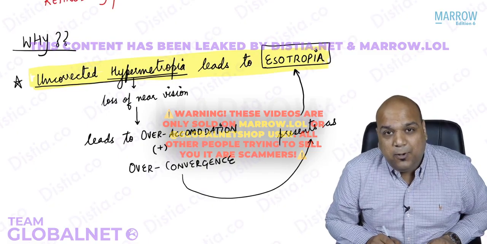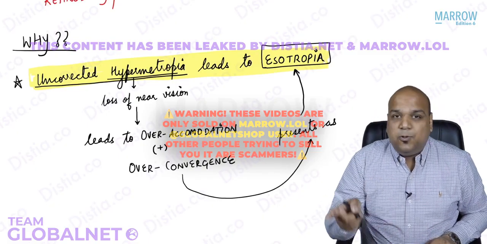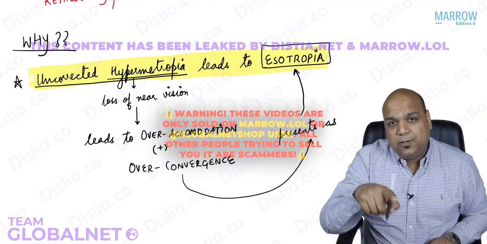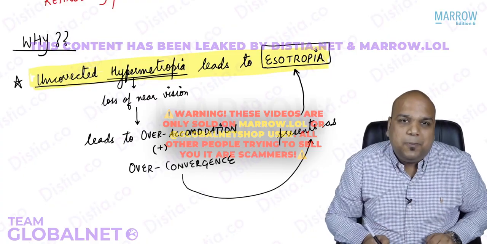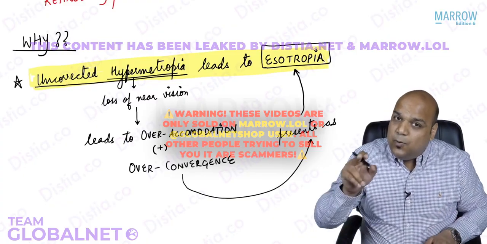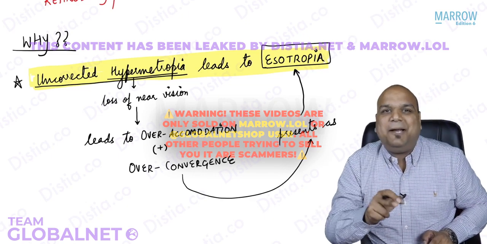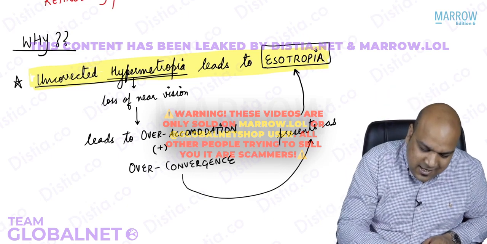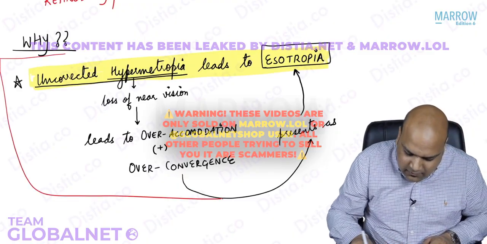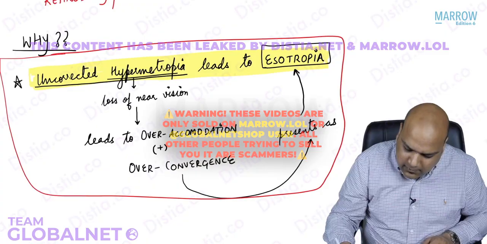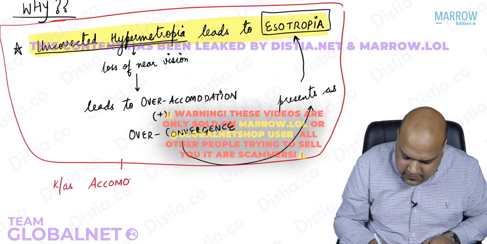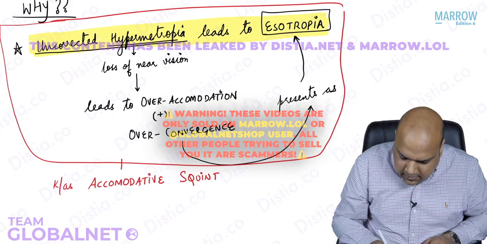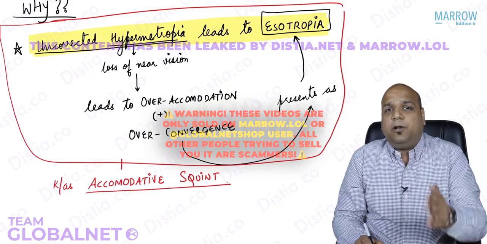So I hope you understand the cycle, everybody. If you have uncorrected hypermetropia, you have loss of near vision. Due to that, you have overactive near reflex, over accommodation, over convergence, and over convergence leads to inward deviation, which presents as esotropia to you. Do you understand this? Do you understand now why I need to assess your visual acuity when you come to me with a case of squint, everybody? This whole phenomena, everybody, if I box it out, this whole phenomena is known as accommodative squint.